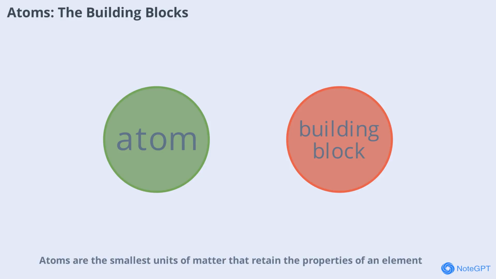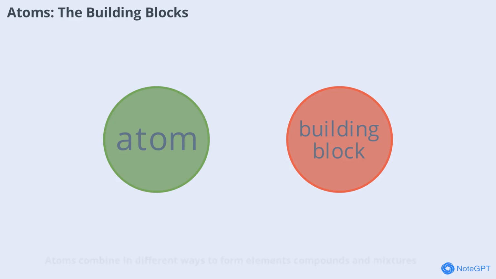Atoms are the smallest units of matter that retain the properties of an element. Everything is made of atoms, from the air to the food we eat. Atoms combine in different ways to form elements, compounds, and mixtures. Understanding atoms is the foundation of chemistry.